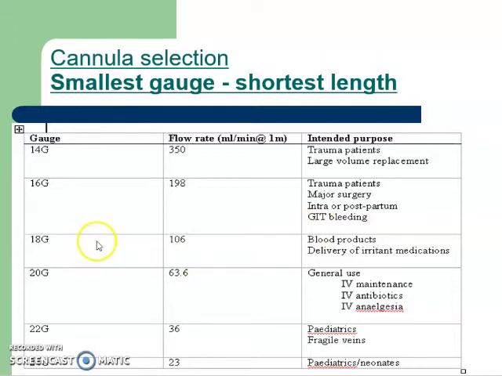Normally, an 18 gauge cannula is inserted for giving blood and blood products and also for delivery of irritant medications. A 20 gauge cannula can be used for maintenance fluids, for giving analgesics, antibiotics, and the rate at which the fluids can be dispensed is about 65 ml per minute. Then likewise, in children, you use a smaller gauge, say 22 or 24 in pediatrics and neonatal patients.